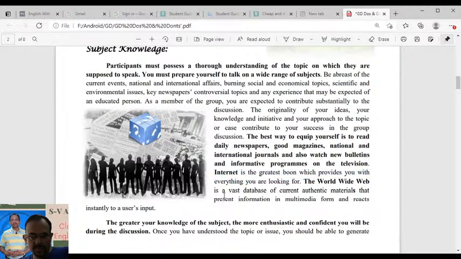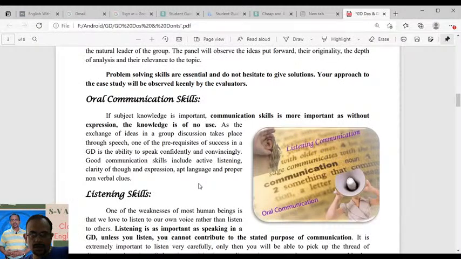The World Wide Web is a vast database of current authentic materials that present information in multimedia form and reacts instantly to users' input. Dear students, after that, let us come to oral communication skill. That is very important. If subject knowledge is important, communication skill is more important. Remember, communication skill is more important, as without expression, knowledge is of no value. So, that is the reason why you need to also develop your communication skill.